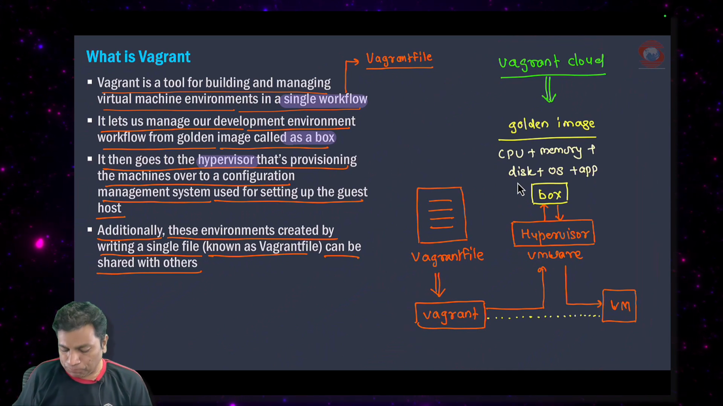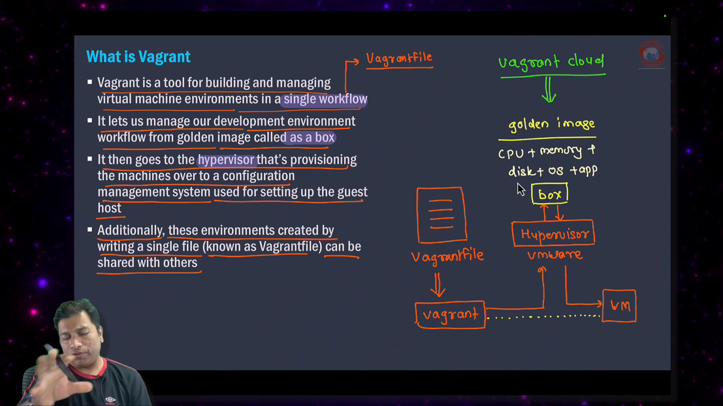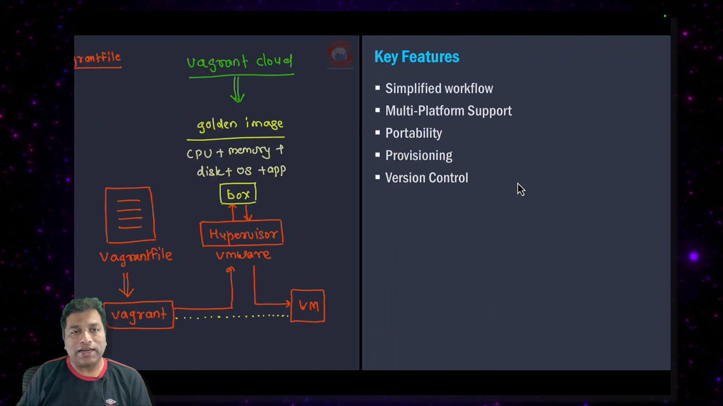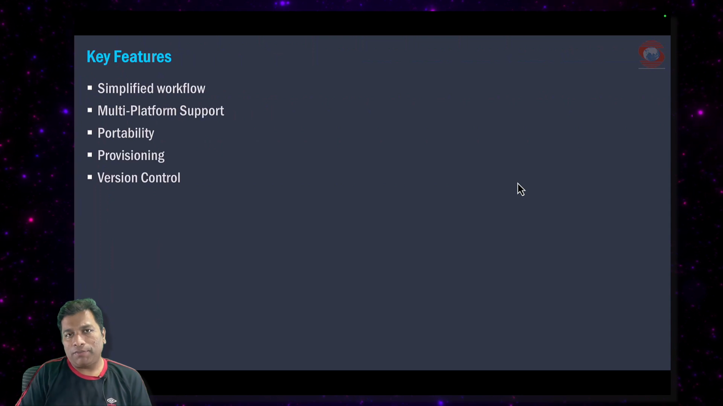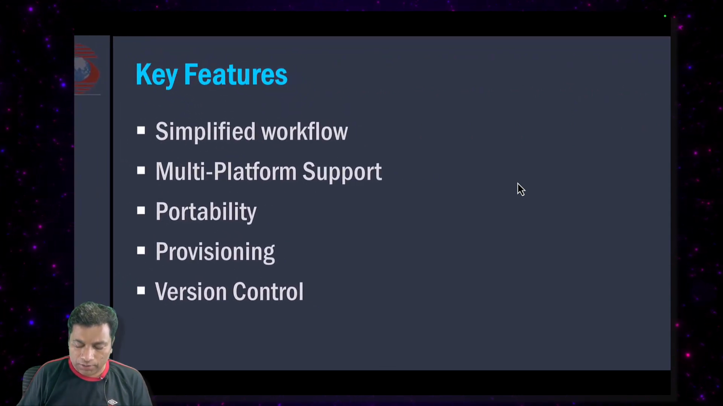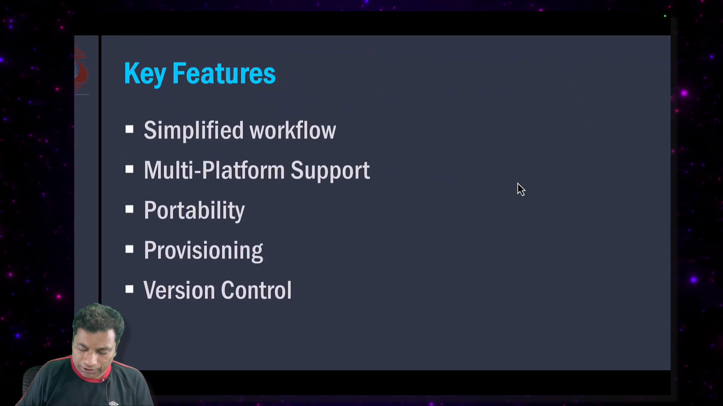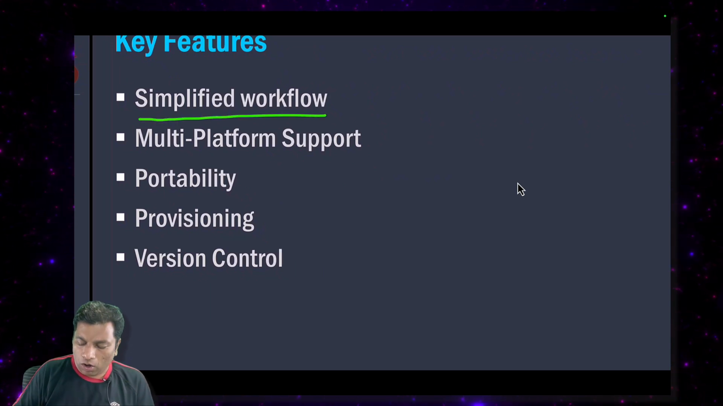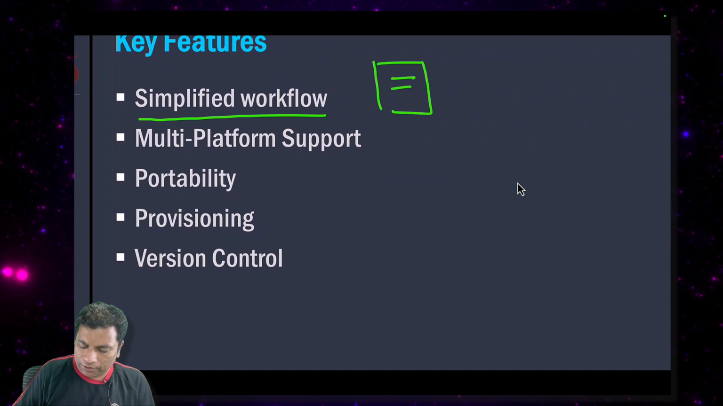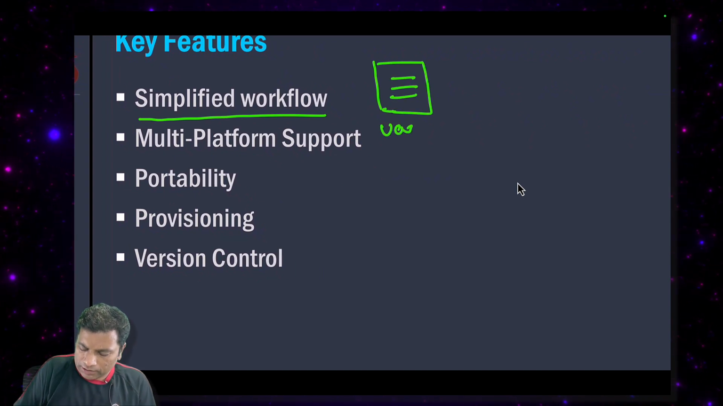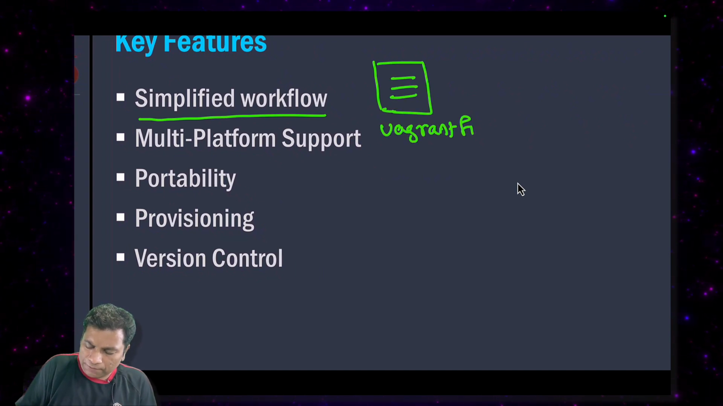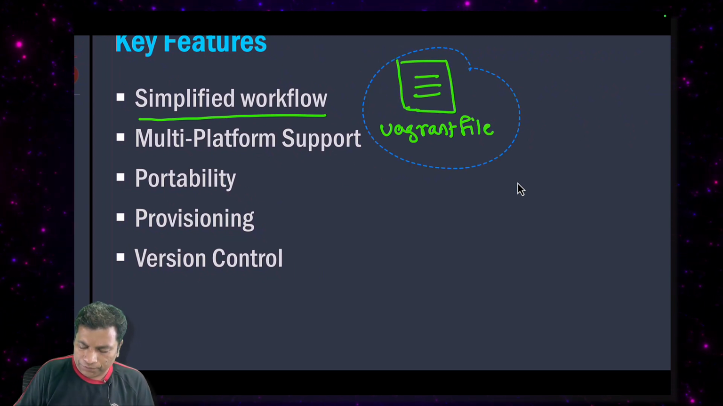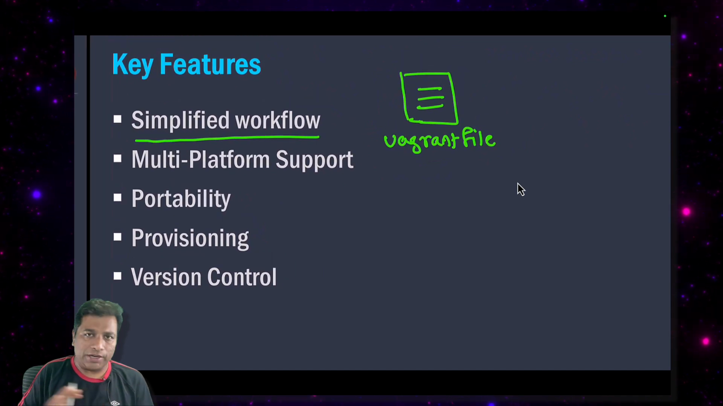Is that the only tool which can be used to do something of that sort? No, there are multiple tools also, but these are the key features of this tool, and that's the reason people love using it. Okay, one of the simplest and most important reasons is the simplified workflow. When I say simplified workflow, all you need is one single file. As I mentioned, the file name is the Vagrantfile. You just define the Vagrantfile, and the rest of the things will be created by Vagrant for you. And that is the reason why the workflow is very simple.